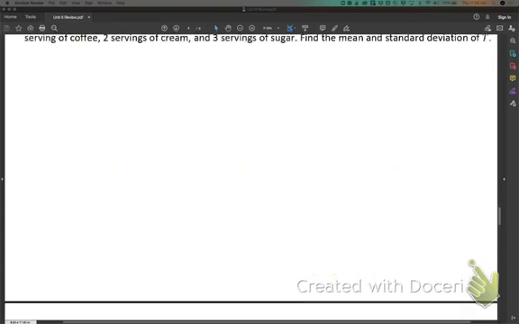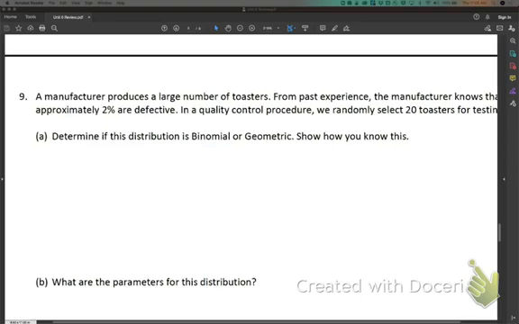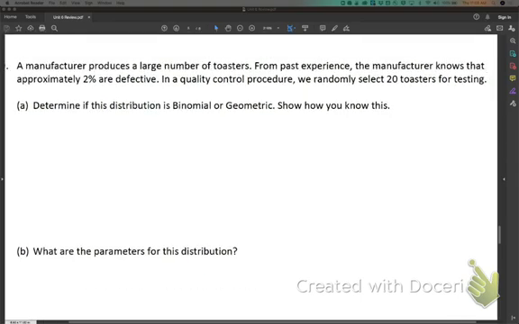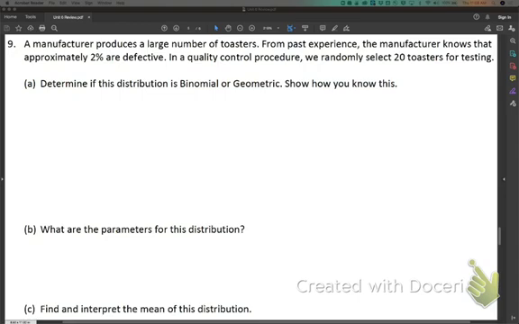Alrighty, let's look at number 9. We are now moving into the part of the review that is over 6.3, which is our most recent section. So this should be very familiar. A manufacturer produces a large number of toasters. From past experience, the manufacturer knows that approximately 2% are defective. In a quality control procedure, we randomly select 20 toasters for testing. Determine if this distribution is binomial or geometric.